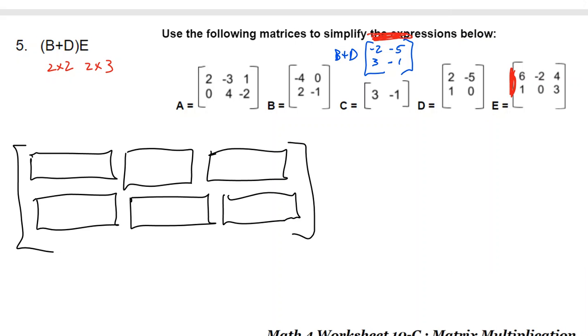Something like that when we're done. All right, so we're going to say -2 times 6 and -5 times 1. Then we're going to move our column over. We're going to say -2 times -2, -5 times 0. And we're going to move our column over to the last one. We're going to say -2 times 4 and -5 times 3.